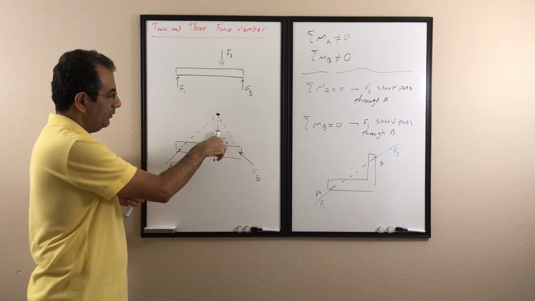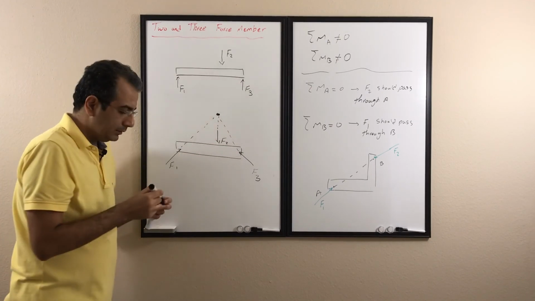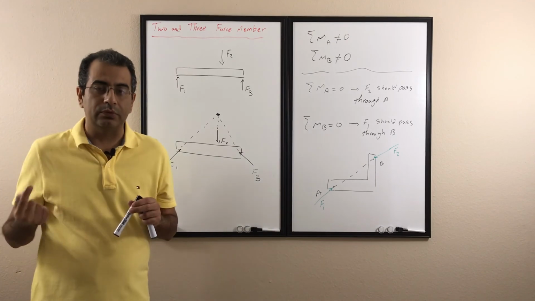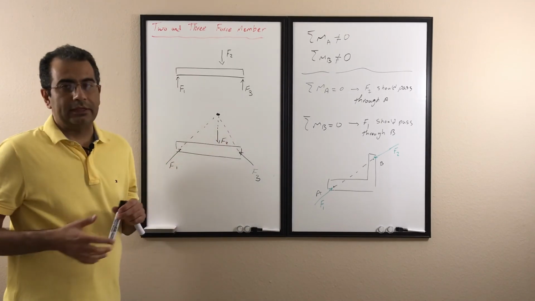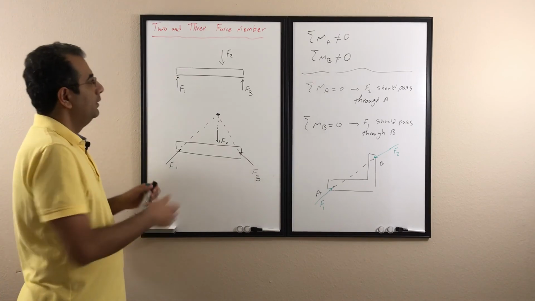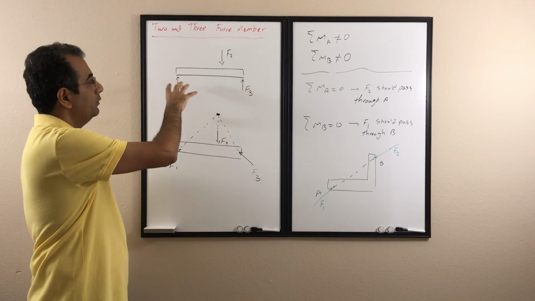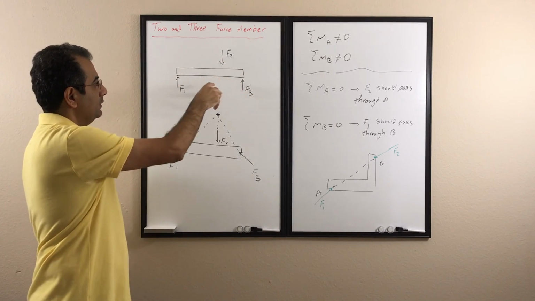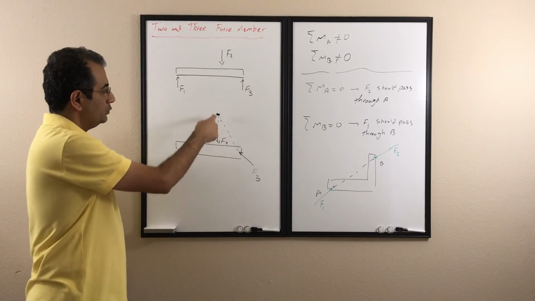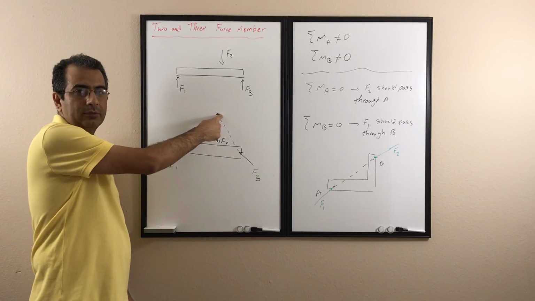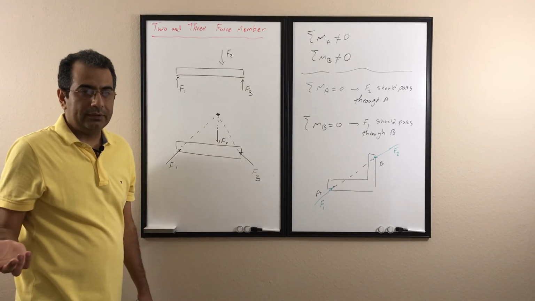For example, if F2, instead of being here, is here, then all three are not going to intersect at a single point. Because they cannot intersect at a single point, it cannot be in equilibrium. So for a three-force member, either all the forces should be parallel or all the forces should intersect at one single point to be in equilibrium. Otherwise, it cannot be in equilibrium.